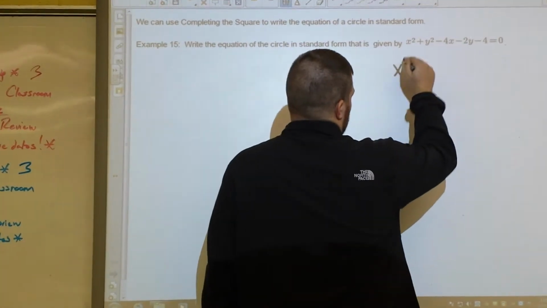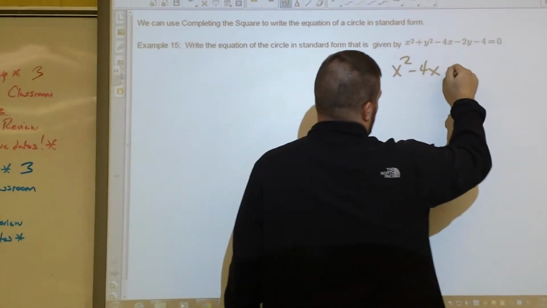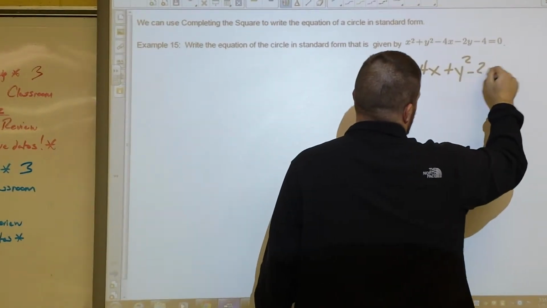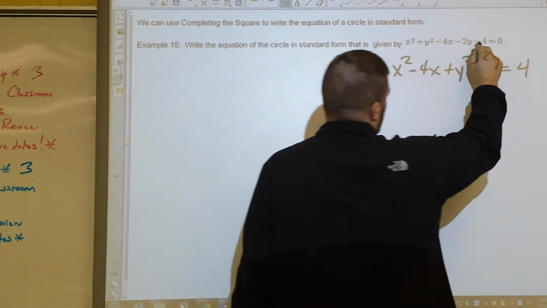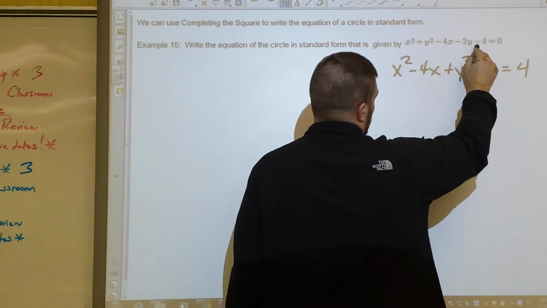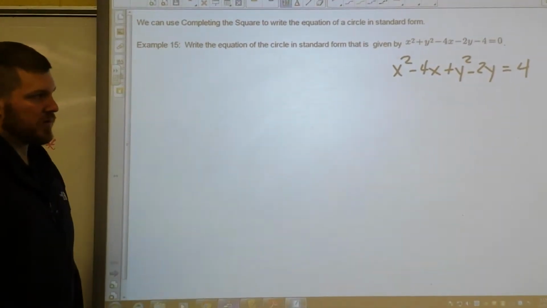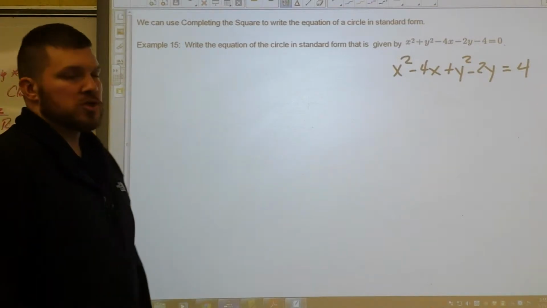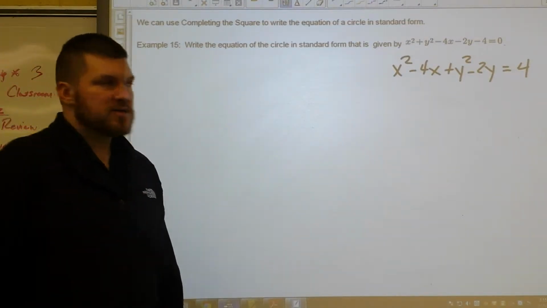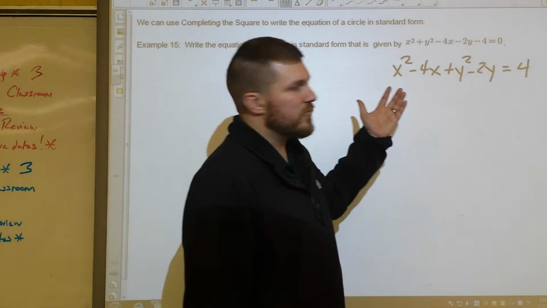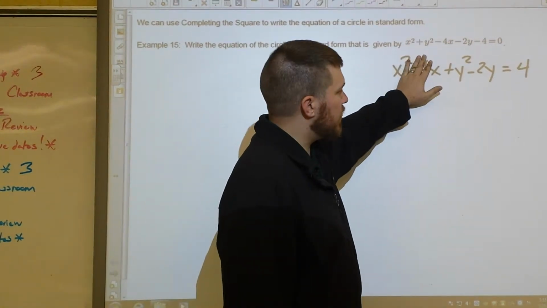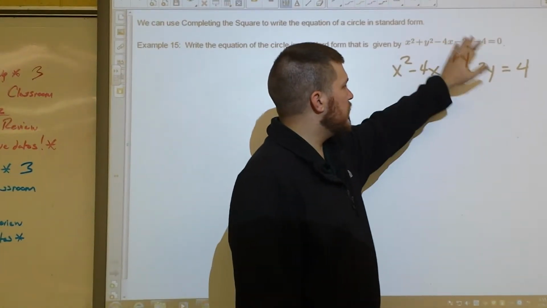So I have x squared minus 4x plus y squared minus 2y equals positive 4. To get positive 4, I did take minus 4 and add it to both sides. I didn't show that step, but you should be able to handle that no problem. Now I'm going to complete the square twice, because I have two different variables. I'll do it first for the x's, and then again for the y's.